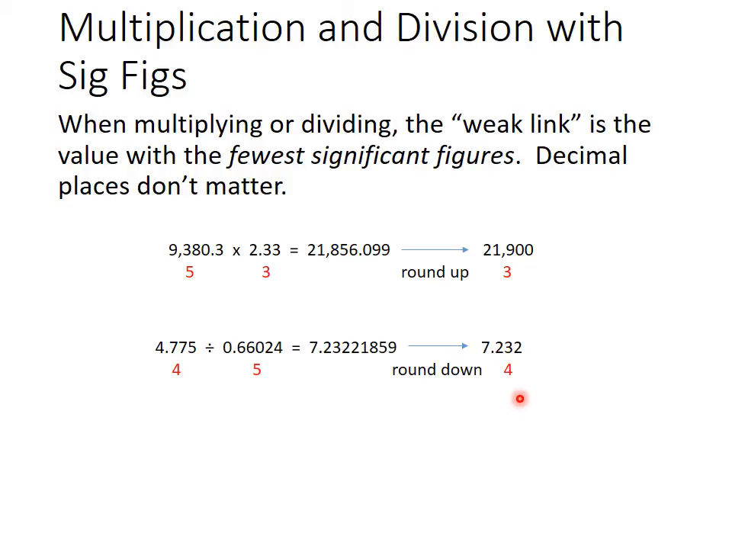To recap, when multiplying and dividing, you care about sig figs, not decimal places. Just take a look. Up in our top answer, we don't even have any decimal places, despite the fact that we had them in our starting values.